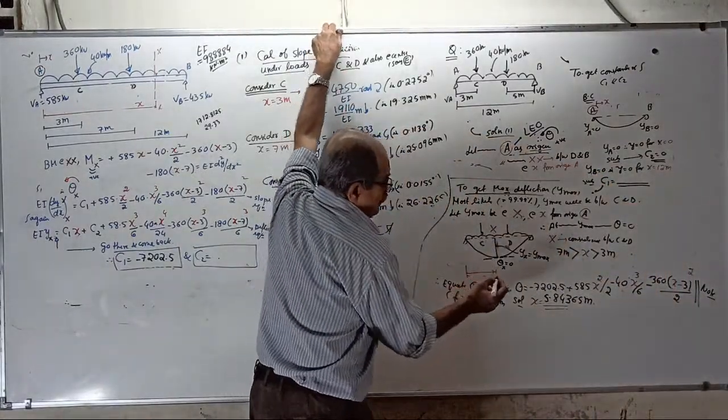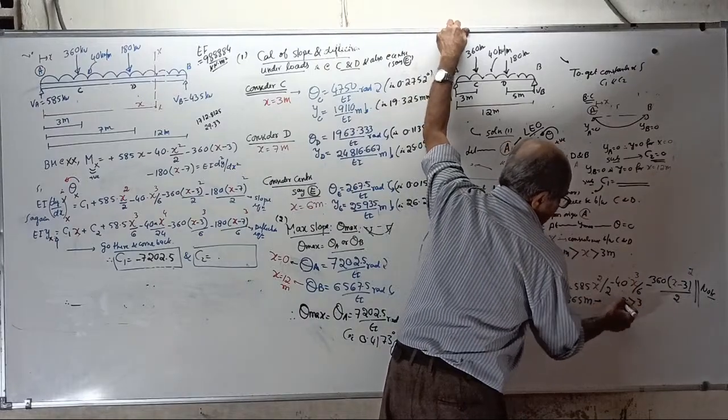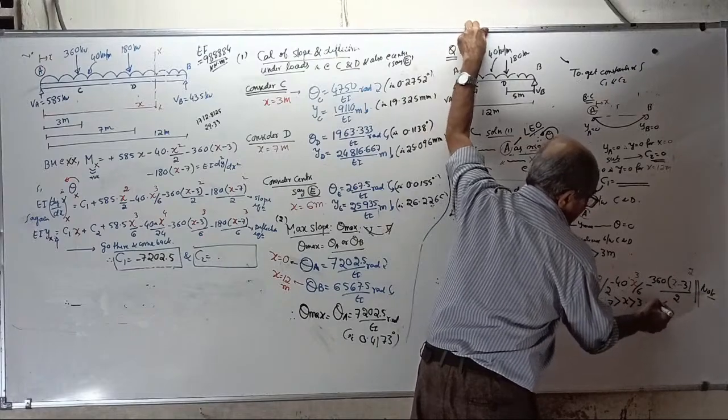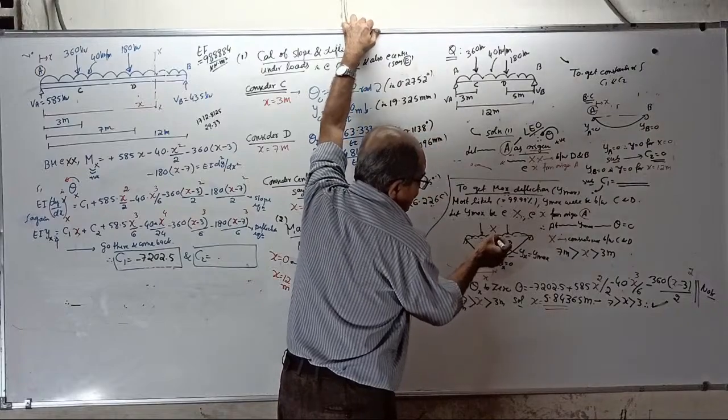Therefore, see, now this value of x you got is more than 3 and less than 7. Therefore, correct. You write here. Right means the conclusion that y max will take place here is correct.